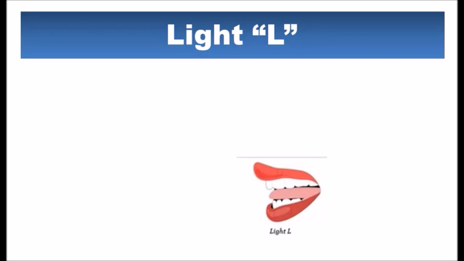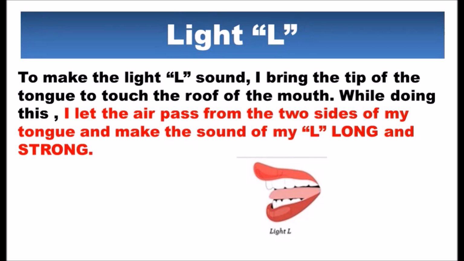Light L. Here, guys, you can see the position of the tongue and how I can produce the sound of this L. Let's read this part together and then we are going to practice. To make the light L sound, I bring the tip of the tongue to touch the roof of the mouth. While doing this, I let the air pass from the two sides of my tongue and make the sound of my L long and strong. So I need you to focus on these two words, long and strong. Right now, if I need to practice the light L sound, the most important point to produce the sound correctly is to make it long and strong.